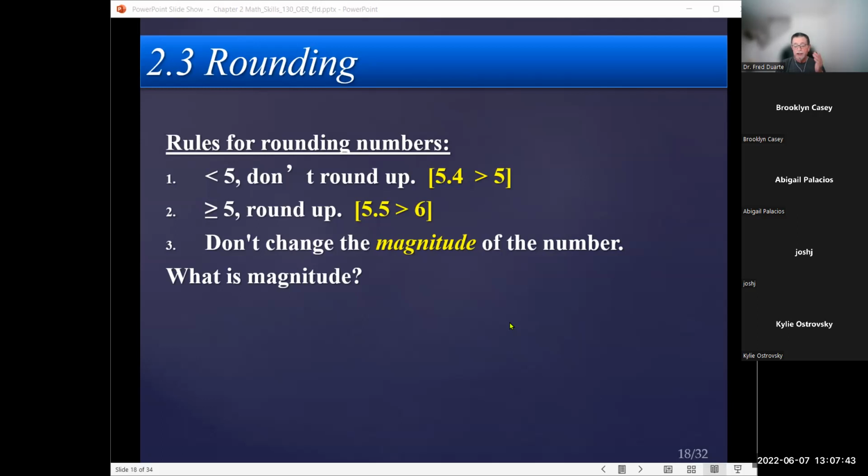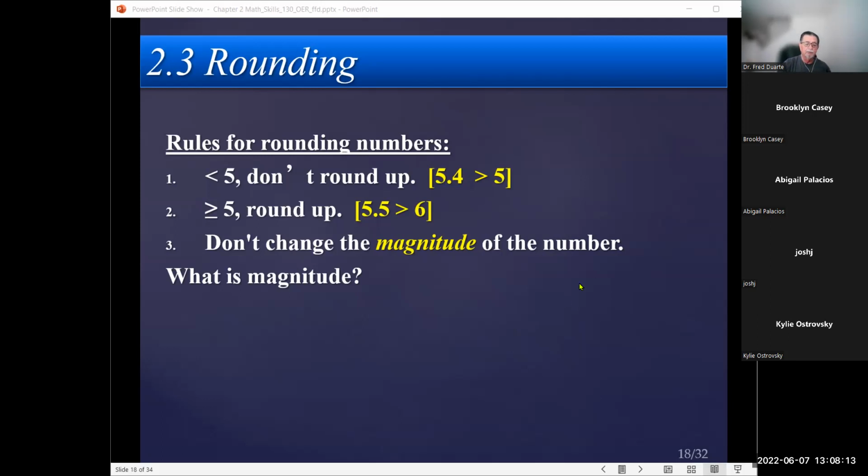And we look at the simplest straightforward rule. If that number is less than 5, that number that's gonna be truncated stays at that value, okay? If that number is equal to or greater than 5, then that number we're going to truncate goes up one value. We don't drop the number. We either keep the number of whatever value it is, or we bump it up to the next value, okay?